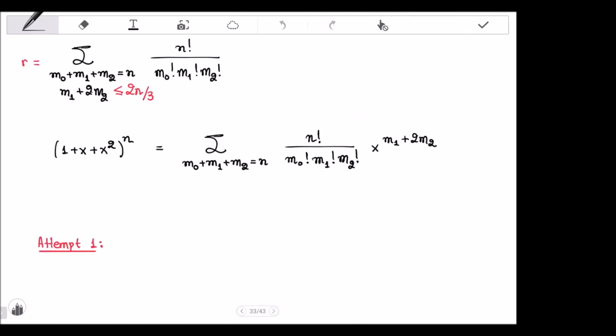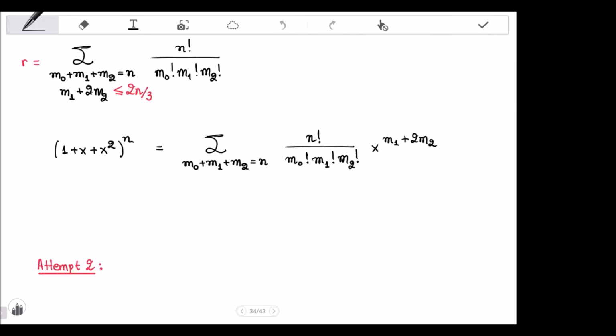So the first attempt that will fail is to use x equals 1 on both sides. On the one side, you get 3 to the n. On the other side, the x's all become 1s. So you're getting a bigger sum equal to 3 to the n. That big sum is at least R. R had restrictions, so it was only part of this. So we're not yet where we wanted. This is at most 3 to the n, which is trivial.